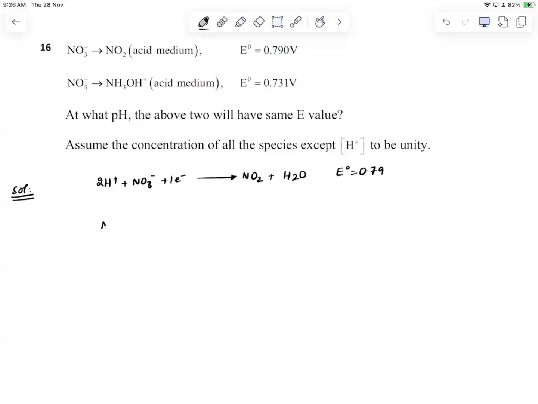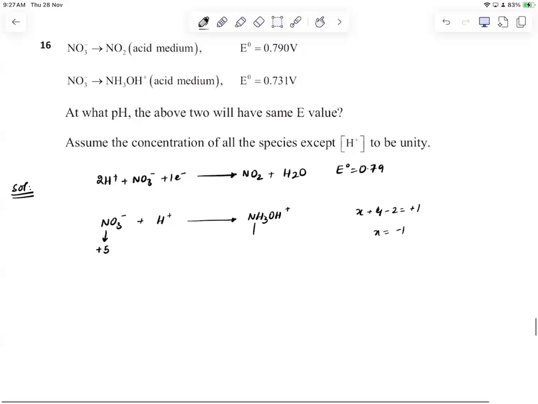Second equation, if you notice, NO3 minus in acidic medium giving NH3OH plus. Okay, so you have to balance it first. Now notice, the oxidation state here is plus 5. Here, if you notice, x minus x plus 4 minus 2, overall equal to plus 1. So that is equal to minus 1. Nitrogen is at the minus 1 oxidation state.